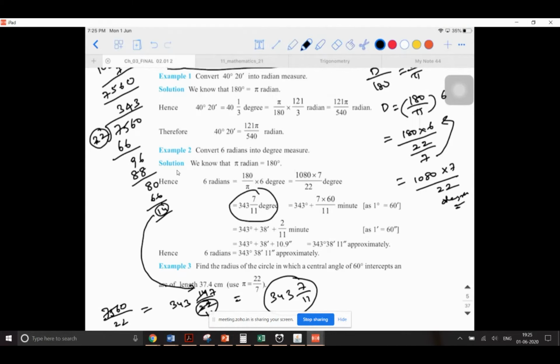Okay, now what we are supposed to do is this 343, the whole number is the degree. 343 degree. Then you need to add plus this 7 by 11. You need to convert that 7 by 11 degrees into minutes. So how will you convert degree into minute?